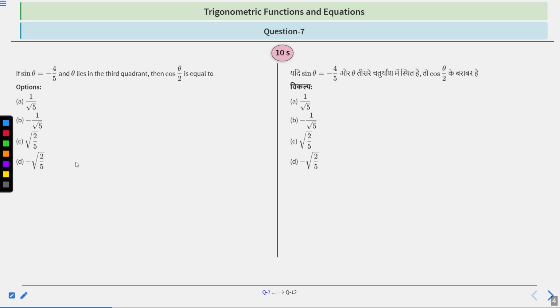See, if sine theta is equal to minus 4 by 5, the hint is, since theta lies in the third quadrant, theta by 2 will lie in the second quadrant. And in the second quadrant, we know that cos theta by 2 will be negative, and sine theta by 2 will be positive. So in this way, you can try to approach this question. You have 10 seconds to solve or think about this question. After 10 seconds, we will discuss the solution.